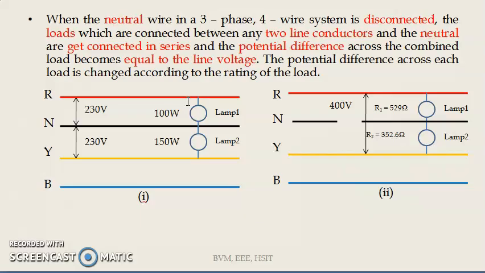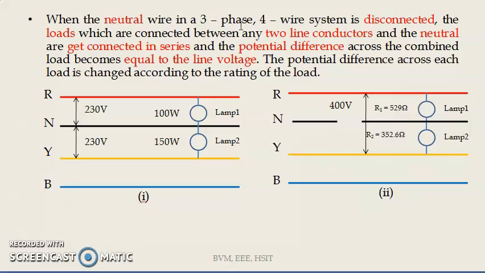The first lamp is connected between phase R and neutral, whereas the second lamp is connected between phase Y and neutral. The first lamp is rated 100 watts, the second lamp is rated 150 watts. Both are rated at 230 volts only. The same thing I have written here.